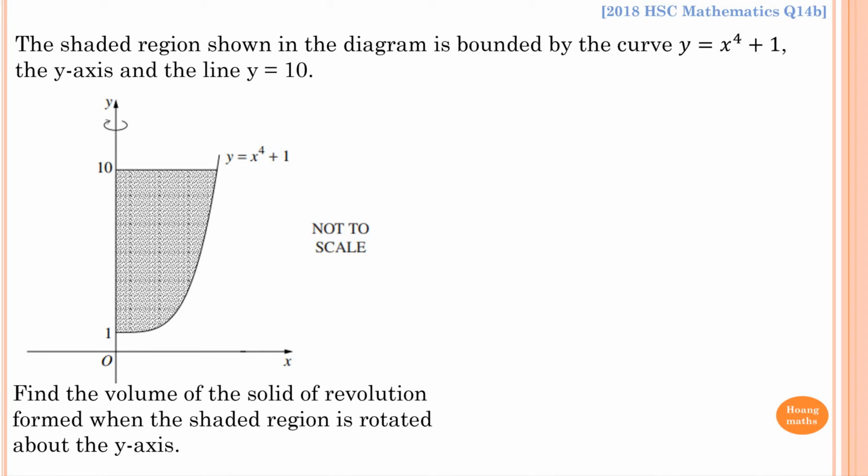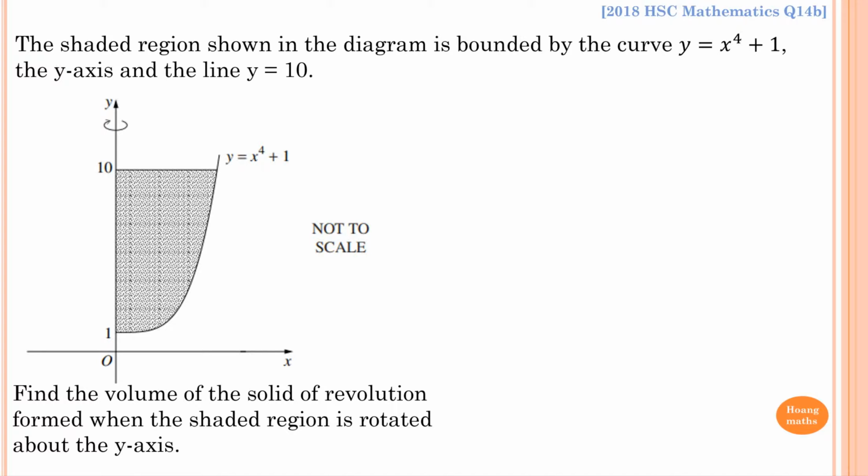The shaded region shown in the diagram is bounded by the curve y equals x to the power 4 plus 1, the y-axis and the line y equals 10. Find the volume of the solid of revolution formed when the shaded region is rotated about the y-axis.